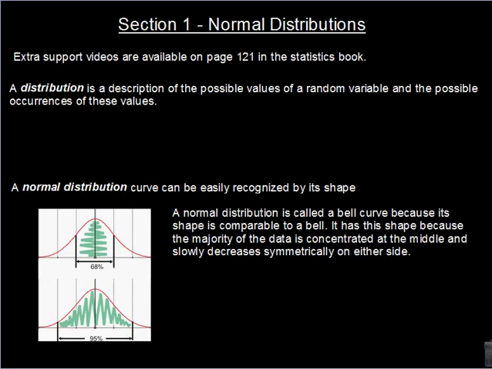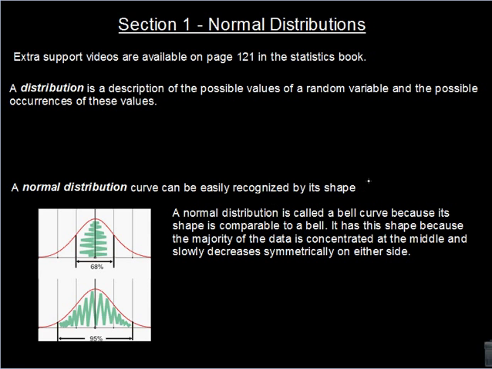A distribution, guys, is a description of the possible values of a random variable and the possible occurrences. Like drawing a card, we have 4 suits: the probability of drawing a heart, a club, a spade, and a diamond. We would have a graph showing how likely we are to draw any one of those suits, and that would be the distribution.